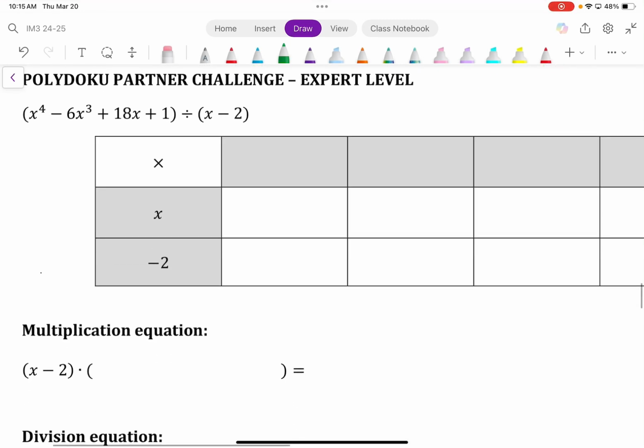So for the expert level, just like the one before, you need to write your answer down here. So we have x to the fourth minus 6x to the third. Now, we go from greatest to least, right? So the highest power to the lowest power. What are we missing after x cubed?